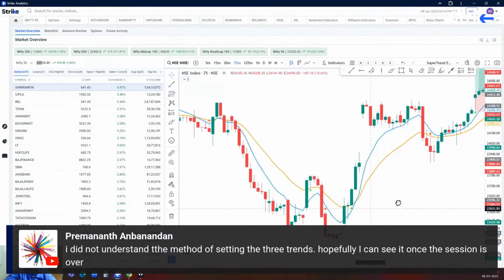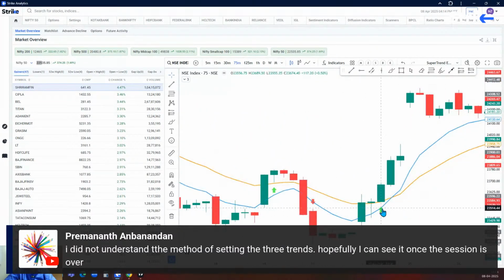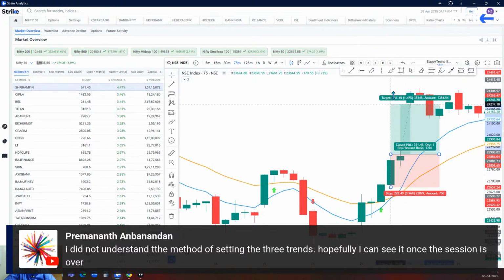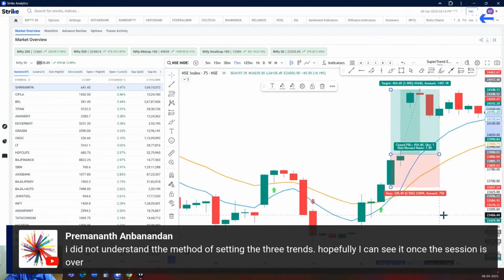Then look at this. This was a buy trade, blue line above the yellow line on this candle. So this is our trigger candle. Stop loss 228, target 1:2, somewhere over here. And it hit the target immediately on the gap up the next day.